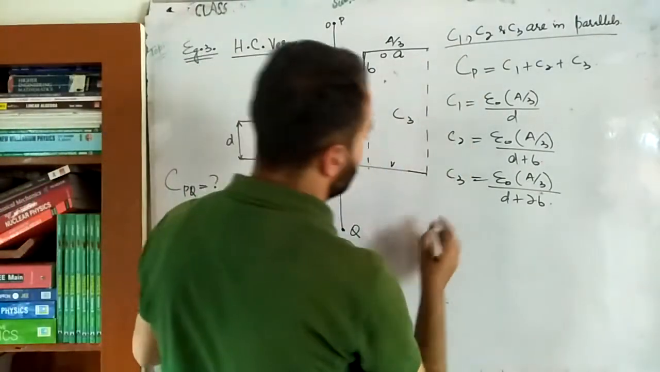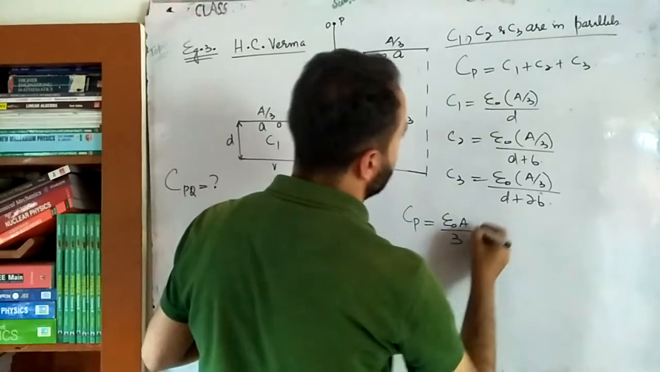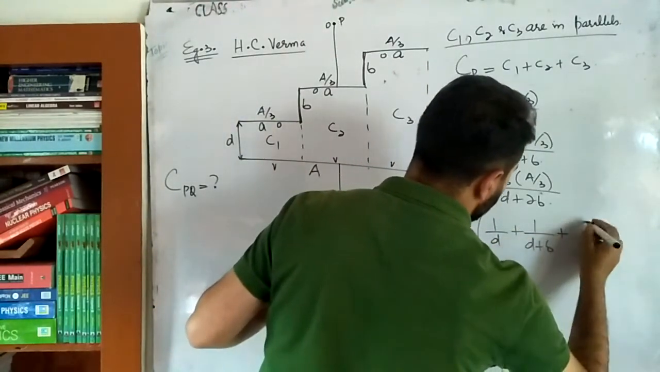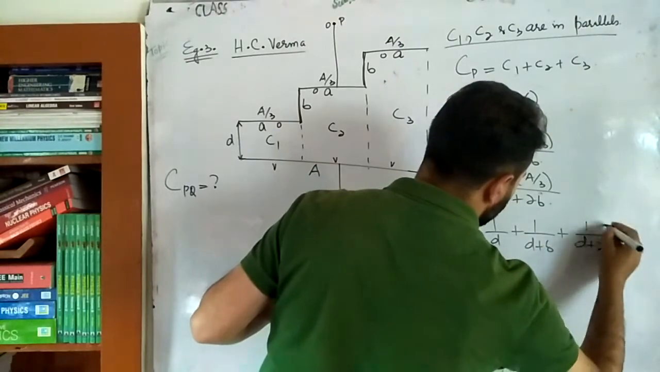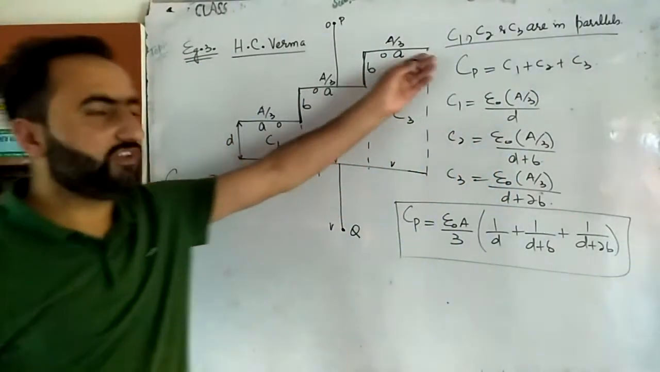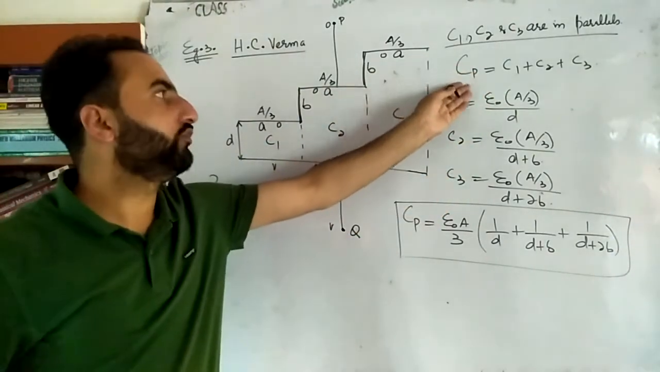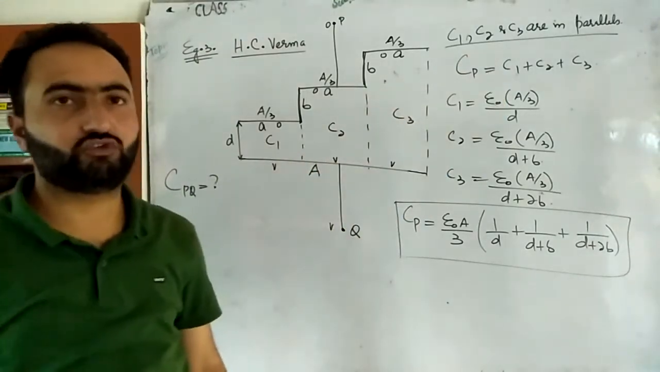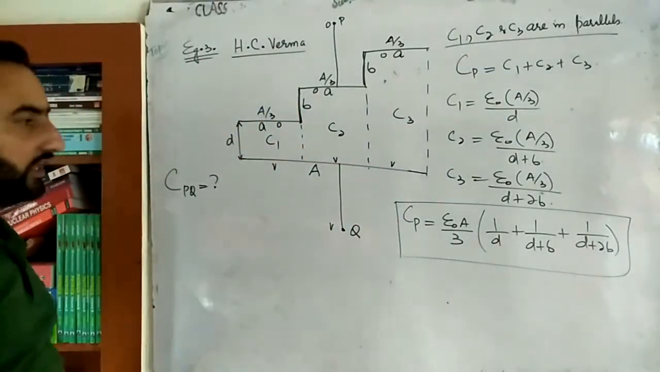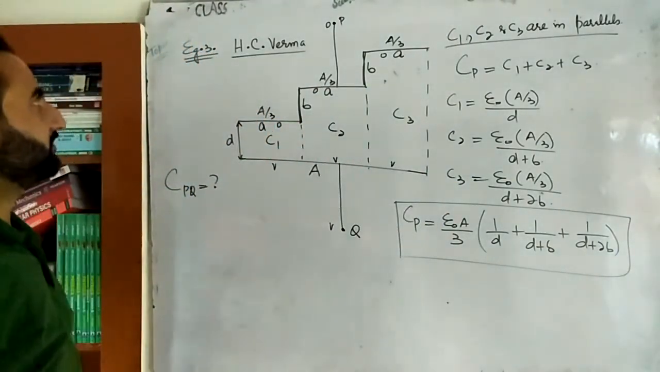And if you want to calculate the net capacitance CP, that will be equal to epsilon naught A divided by 3, I'll take that common, times 1 divided by D plus 1 divided by D plus B plus 1 divided by D plus 2B, is the answer. So this is the equivalent capacitance. ठीक है ना बेटा? We are yet to prove this equation, but we know how to calculate C1, C2, C3. And believe me that CP is equal to C1 plus C2 plus C3. We'll prove it later on. So the net capacitance will be simply like this. Okay. So you pause the screen and write this equation down. Write this example. Okay.